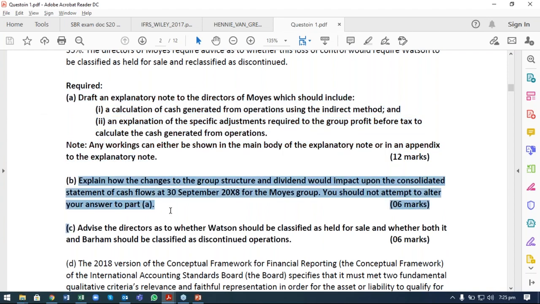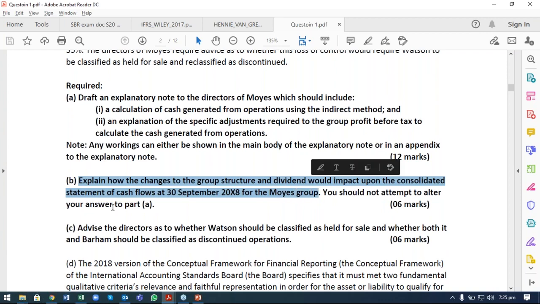Next is: explain how the changes to the group structure and dividend would impact upon the consolidated statement of cash flows at 30th September 2006 for the Moyes group. If there is any dividend provided by the Moyes, how would that dividend have impacted the consolidated cash flows? So you need to discuss this in your answer. You have to explain these things.